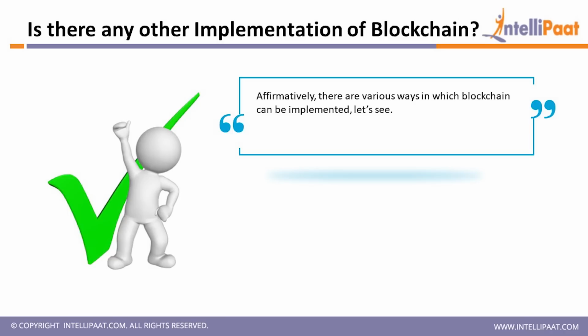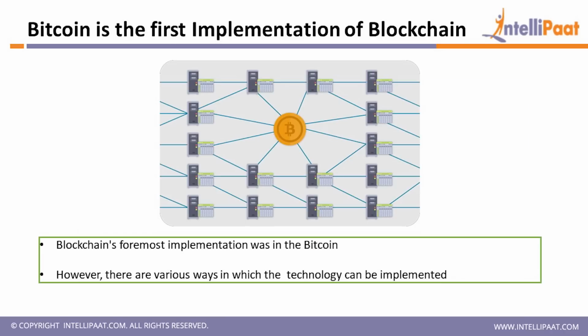Affirmatively, there are various ways in which blockchain can be implemented. Although Bitcoin was the first implementation, blockchain was recognized from Bitcoin only. The underlying technology behind Bitcoin was blockchain, and everyone recognized it after the popularity of Bitcoin itself. So many people even now understand Bitcoin as blockchain, and blockchain as Bitcoin. Those who lack knowledge in this area consider both things the same.